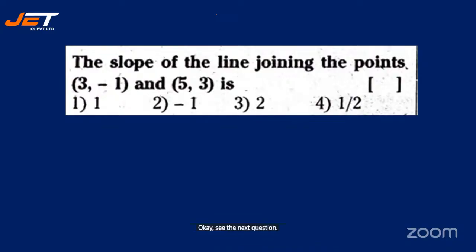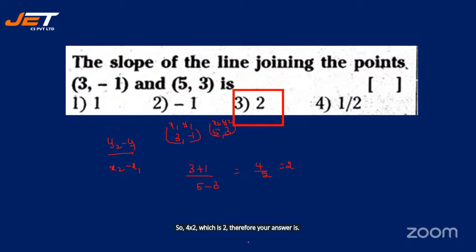The slope of the line joining the points 3, -1 and 5, 3 is dash. So slope formula is y2 minus y1 by x2 minus x1. So 3, -1, 5, 3: x1, y1, x2, y2. So y2 minus y1 by x2 minus x1, 4 by 2, which is 2. Therefore, your answer is option 3. All right. Answer is 2. Option is 3.